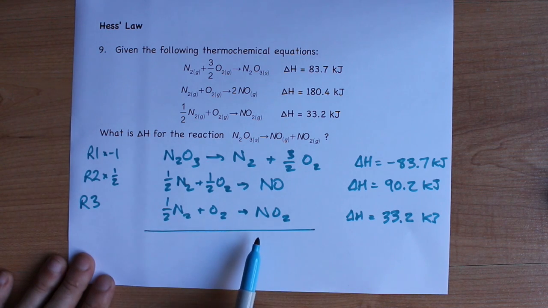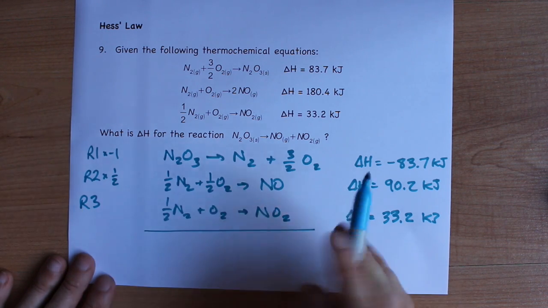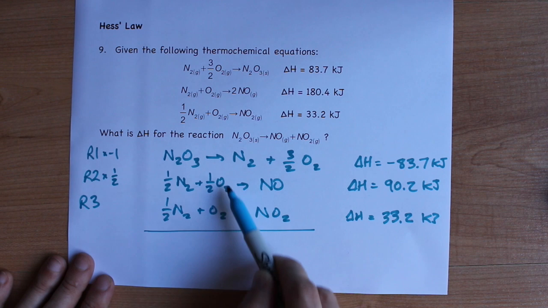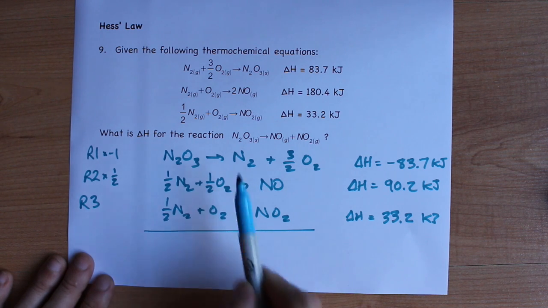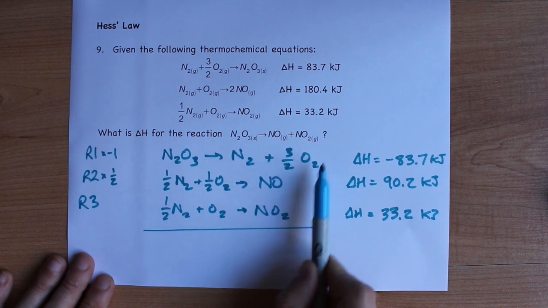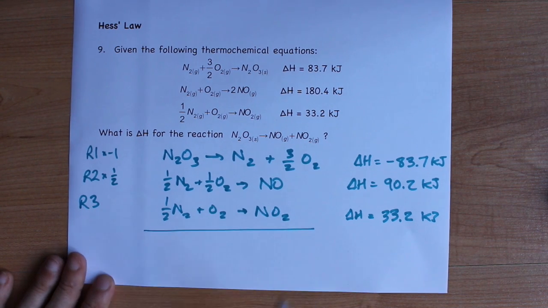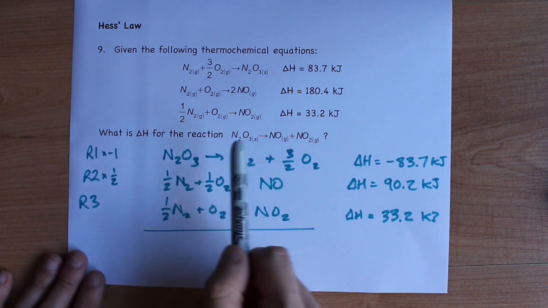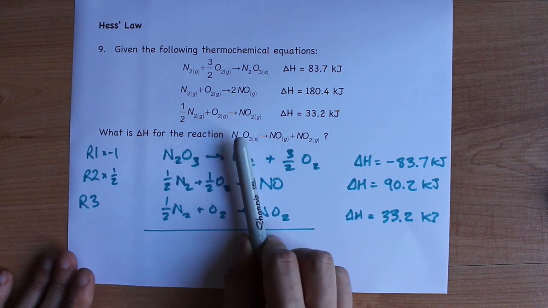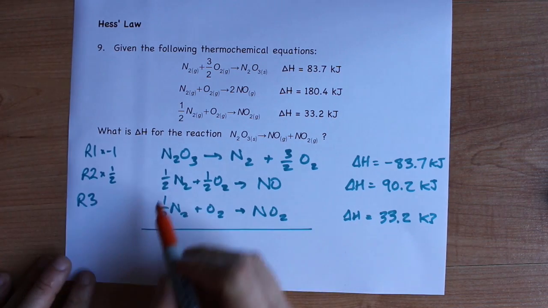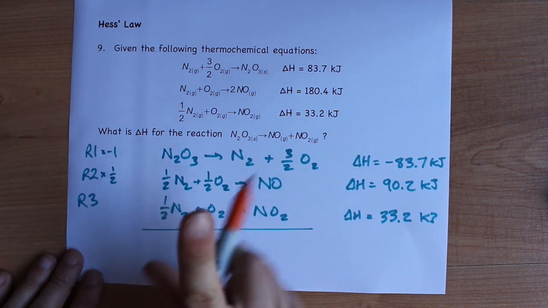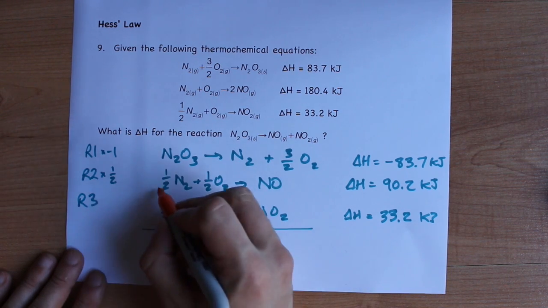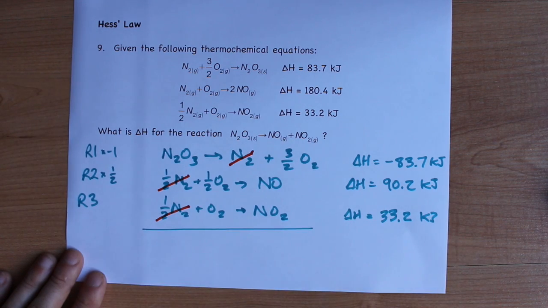Now, when I add these together, this might remind you a little bit of elimination in math. I have an N2O3 and a full N2 and 1.5 O2s on the left, and I'm producing an N2 and 3/2 of an O2, and an NO and an NO2 on the right. At this point, I like canceling things. As long as something appears on the left and the right of the arrows, you can cancel them from either side. Here, I have 1/2 N2 and 1/2 N2. That adds to 1 full N2. And on the product side, I have an N2 over here. So these cancel with this.